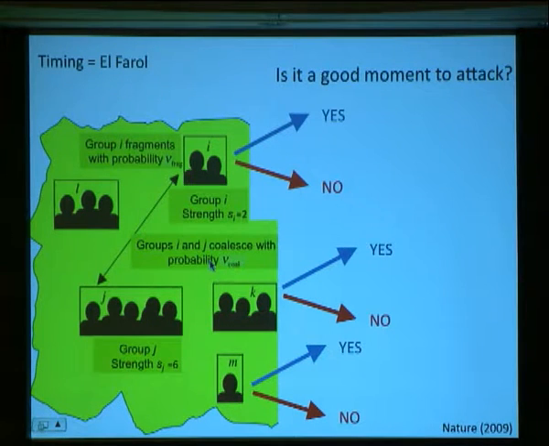Okay, in terms of the timing of the attacks, the size of the attacks is a kind of building block model, coalescence and fragmentation, fusion and fission. They come in the literature with those words. The timing of attacks, we found it's bursty, so it's not a Poisson process, but it's non-Poissonian in exactly the same way as the Alfarol problem is. If you look at the time series of peaks in the Alfarol problem, it has the same burstiness.